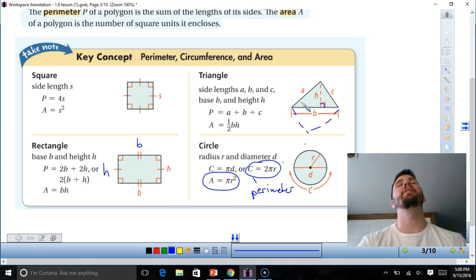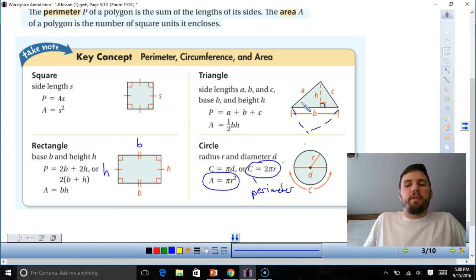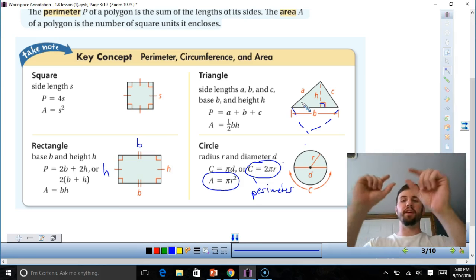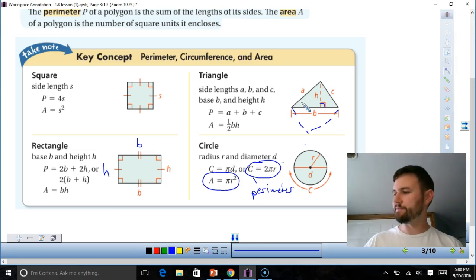Area is pi r squared because area is measured in square units, like square feet, square inches, square meters. Circumference is 2 pi r, not squared, because it's measured in just meters, feet, inches, not square units. Those square units are how many squares fit inside of an area.